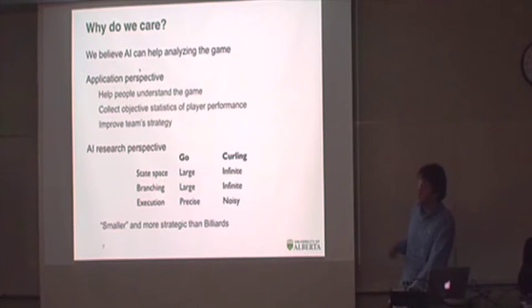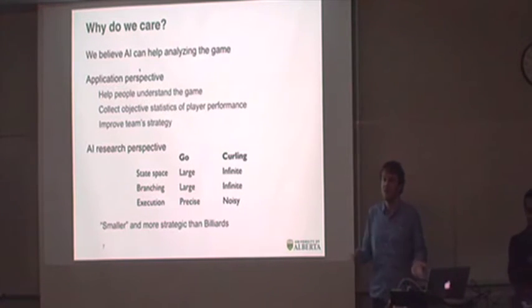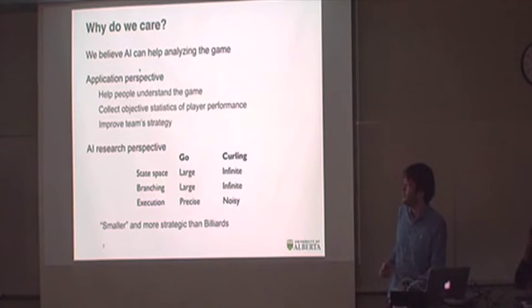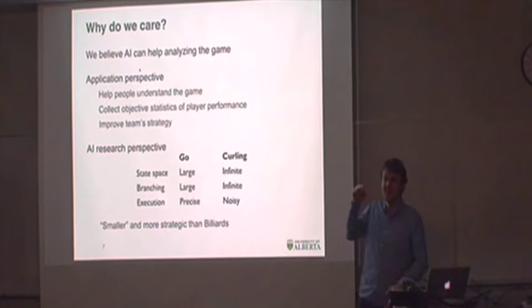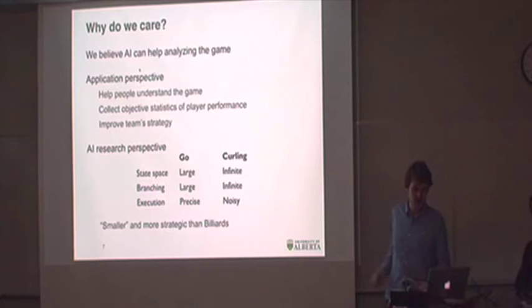Another thing is branching factor. Like Go has large branching factor, but again, we have infinite branching factor. We can set any angle we want to throw the rock at. We can set any speed. And again, this is a novel challenge that is not common in the games that people usually solve. And the last part is execution. Like when you are trying to put the piece on the Go board, you usually make it. It doesn't happen that you would put it three squares away. But in curling, it always happens. Even the best Olympic curlers never actually make the shot they want. They make a shot which is very close, but on worse levels, it gets further and further.